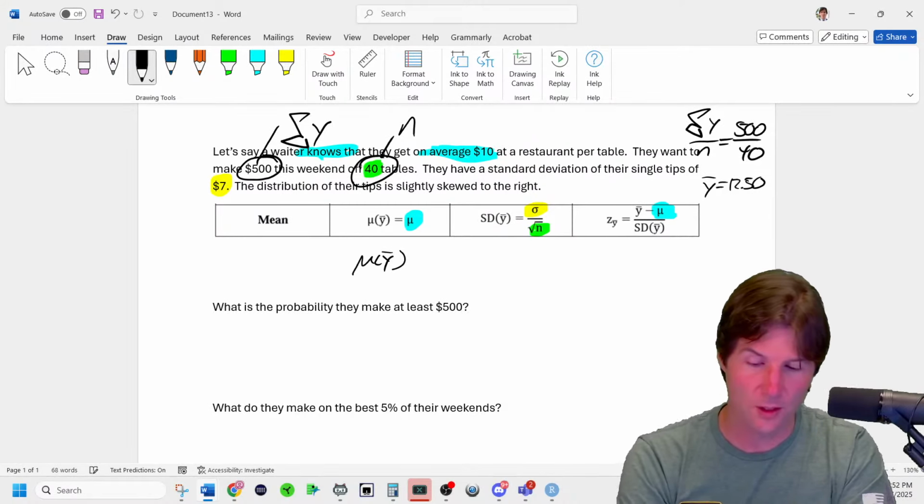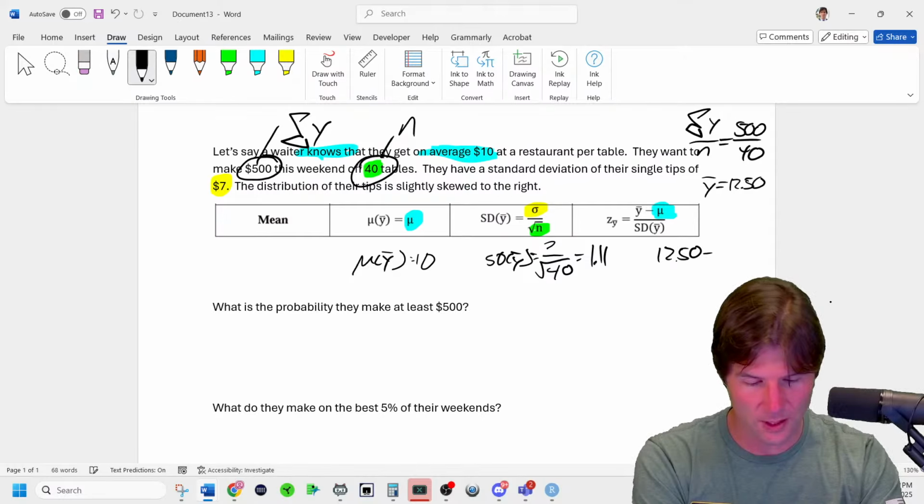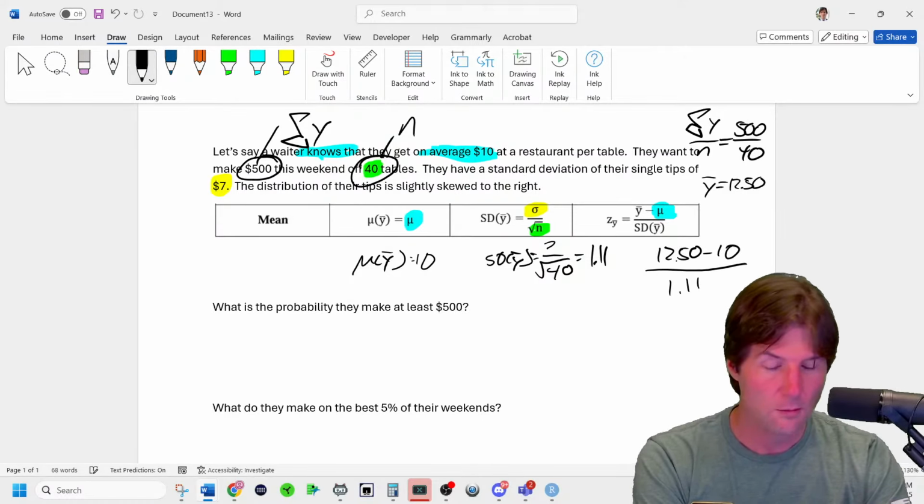1.11, and you want to carry the decimals on this one. But we're going to carry the decimals over here. So 1.11. Close enough. And then you simply find out if it's unusual to make $12.50 on your tables on average, which is a difference of 2.5, and divide by 1.11. Ooh, it's more than 2 standard deviations.